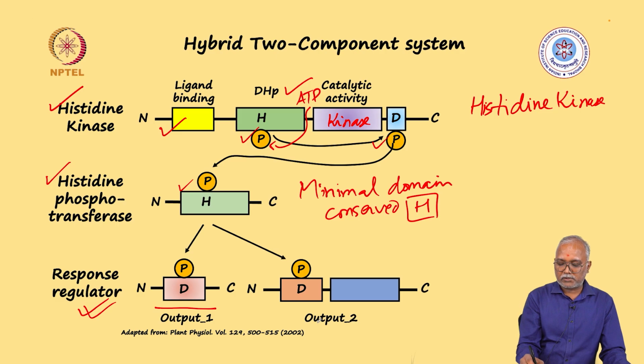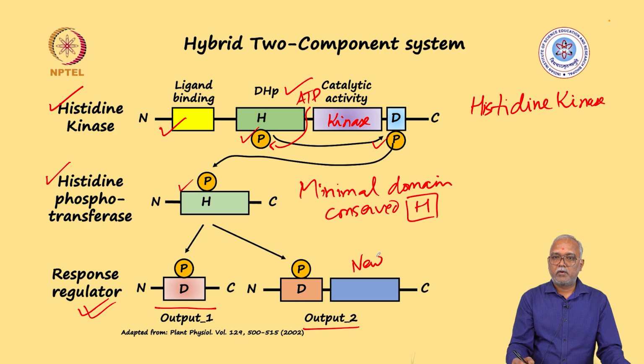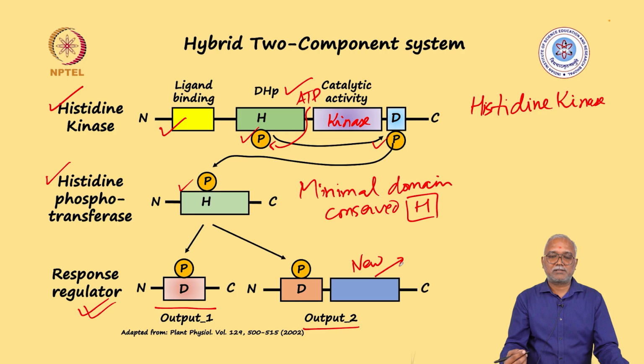Additional type of response regulator can have a new domain in addition to the receiver domain where phosphorylation will happen. And this we have multiple times discussed, that this new domain is going to define what is going to be the response. We saw it could be a transcription factor, we saw it could be an enzyme, we saw it could be a molecule which induce an interaction.